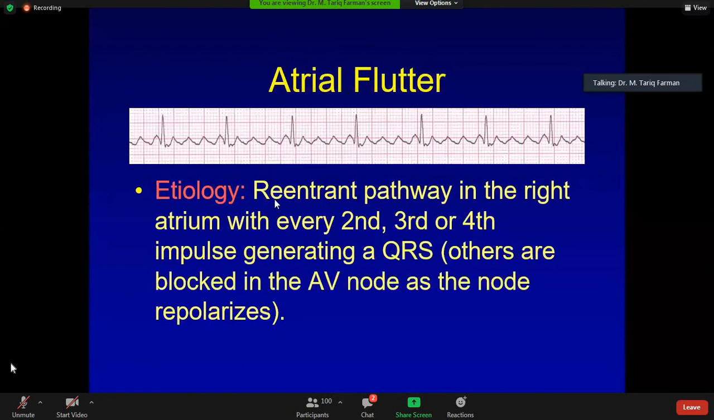If the P wave rate is 300, it must be flutter. If the P wave rate is 150 to 250, it's paroxysmal atrial tachycardia, and 250 to 350, it's atrial flutter. And if it is more than 350, then it's atrial fibrillation. So this is how you can differentiate between the atrial arrhythmias, right?